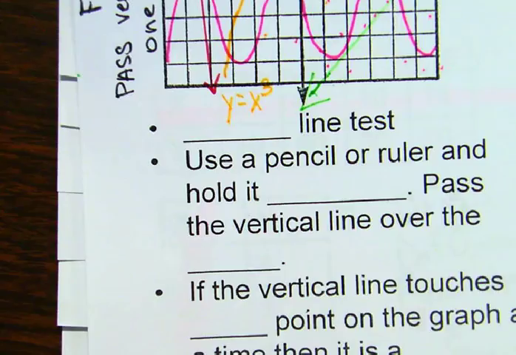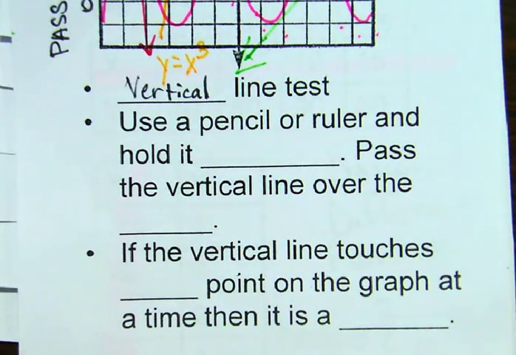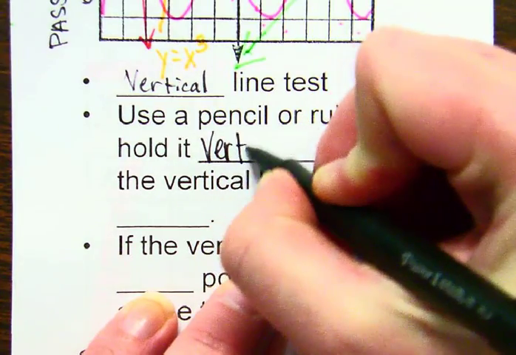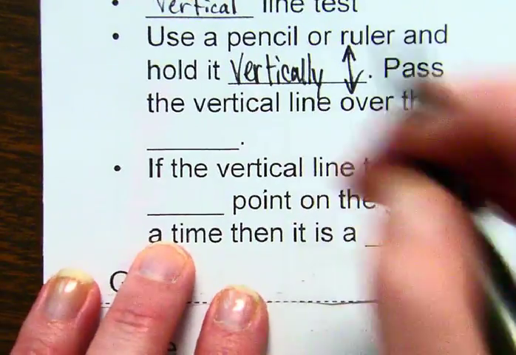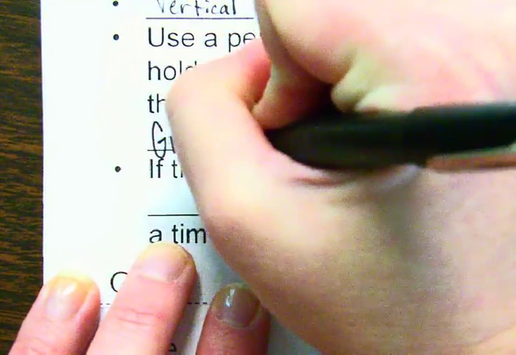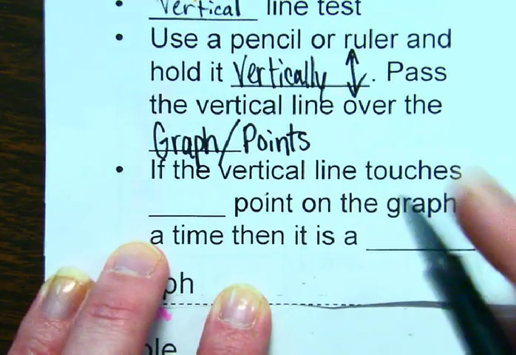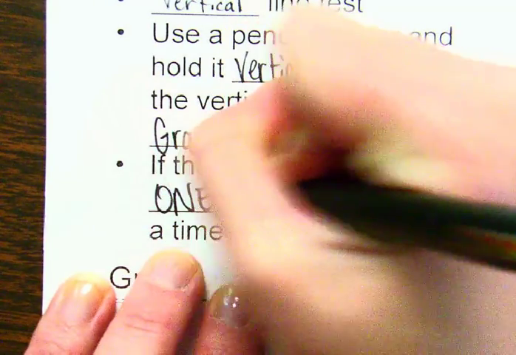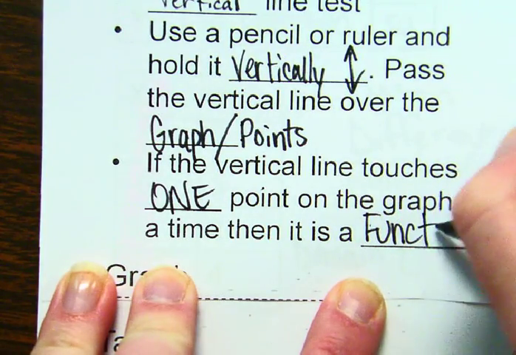So down to the words. You're going to use the vertical line test. You're going to use a pencil or a ruler or the edge of your paper, something that's straight, and you're going to hold it vertically, up and down. Pass the vertical line over the graph or the points. Sometimes you'll just have points and no line connecting those points. And if you have a vertical line and it's only touching one point at a time, then it is a function.